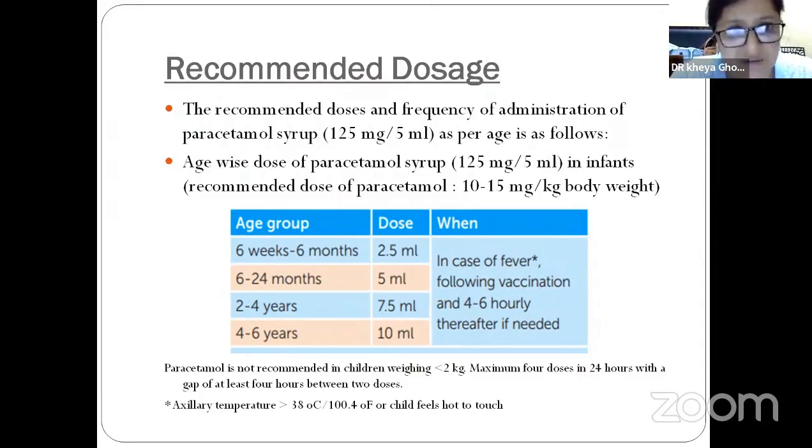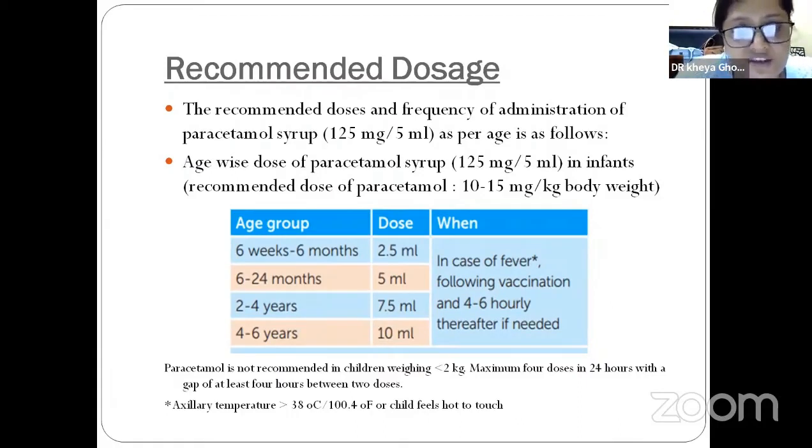but it's always better to calculate according to the weight of the baby, because a 6 month old baby can be 5 kg, 5.5 kg, or it may weigh around 8 kg. So it is always better to calculate the dose according to the weight. Now the drops will have 100 mg per 1 ml, and the syrups will have 120 or 125 mg per 5 ml.